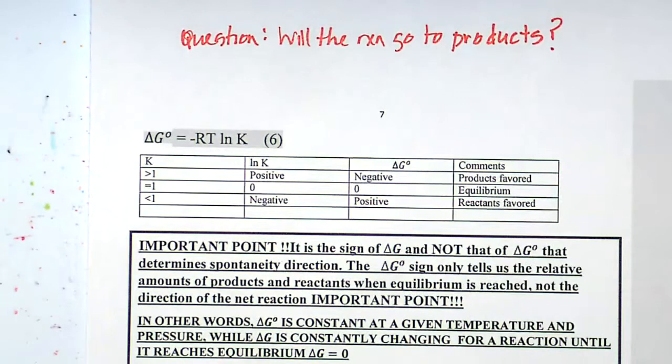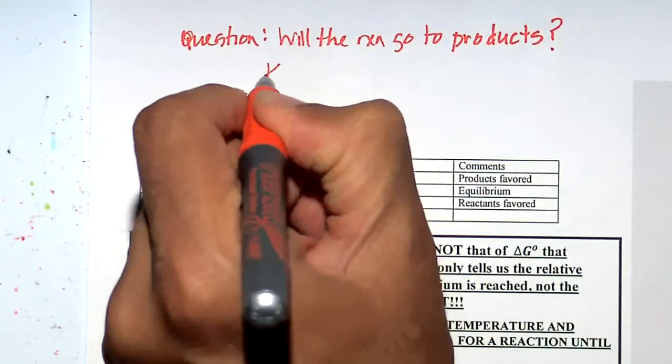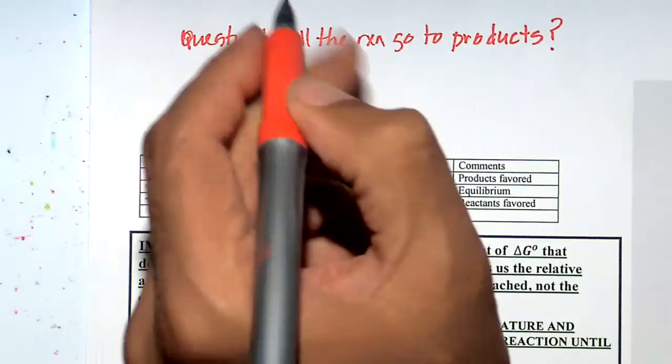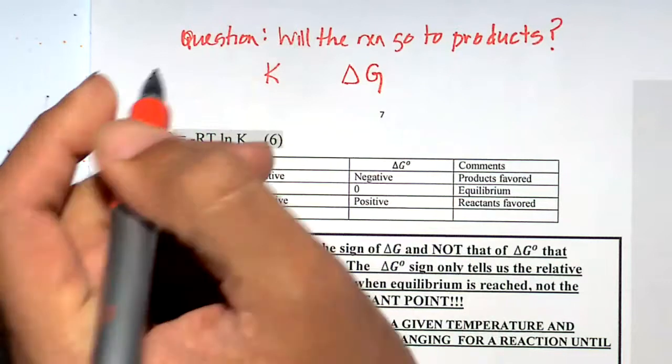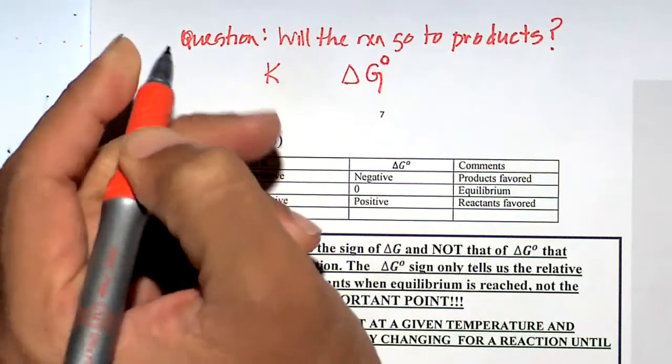Good question. Will the reaction go to products? Well, there's two things here. There's K, and then there is delta G. Since we're at delta G, we can say delta G at standard state.